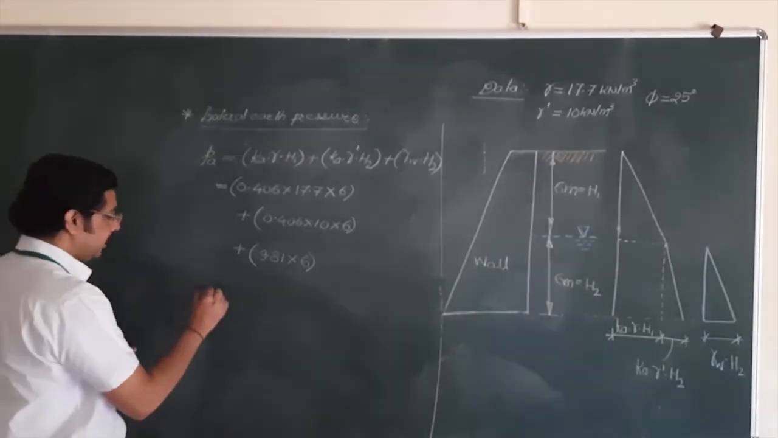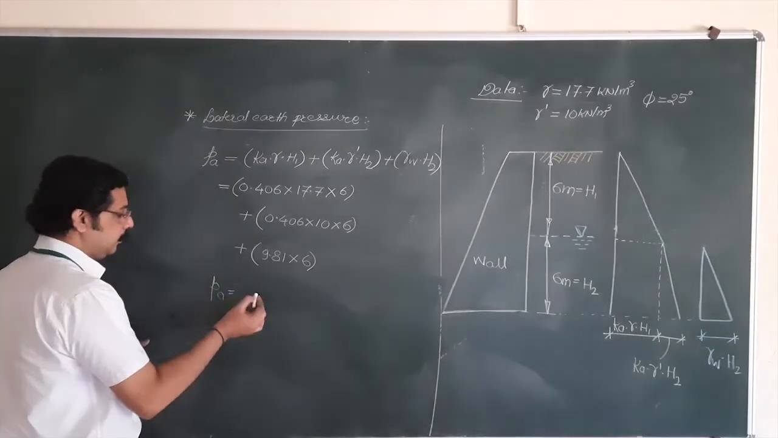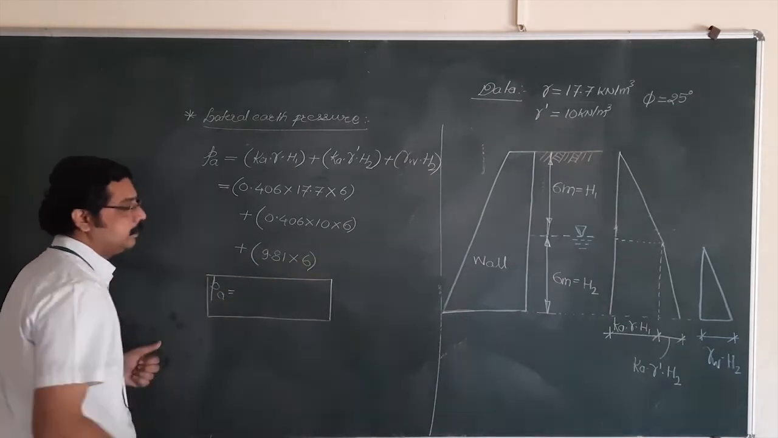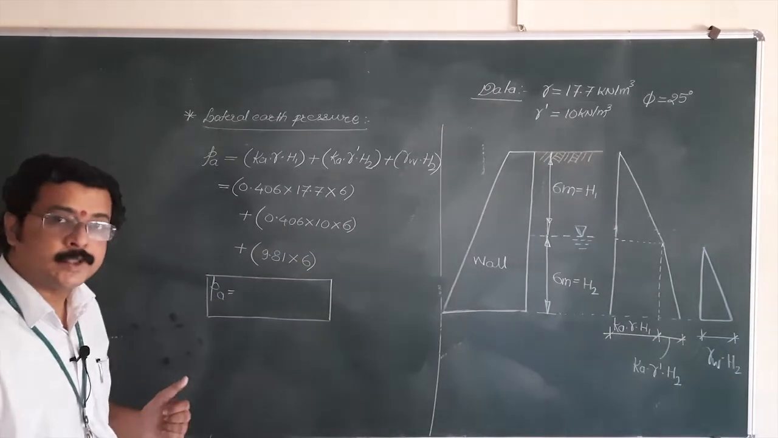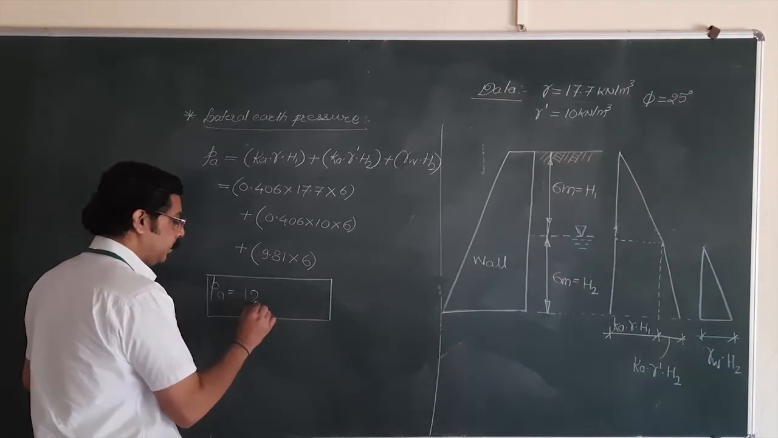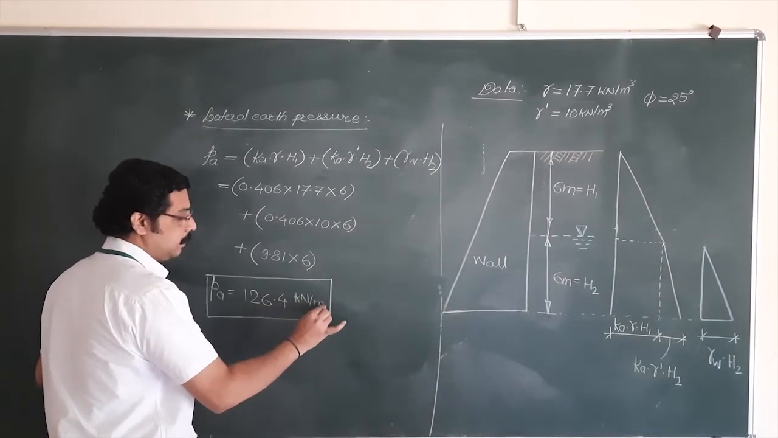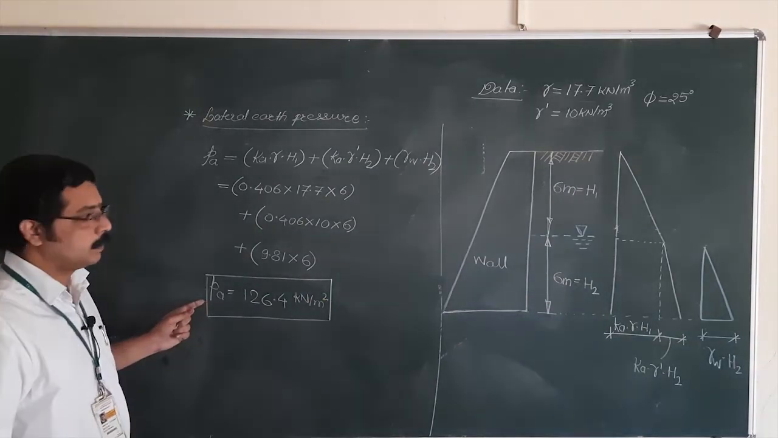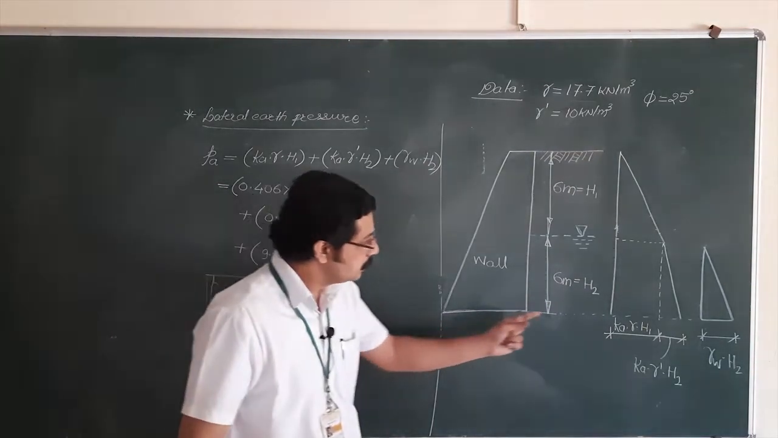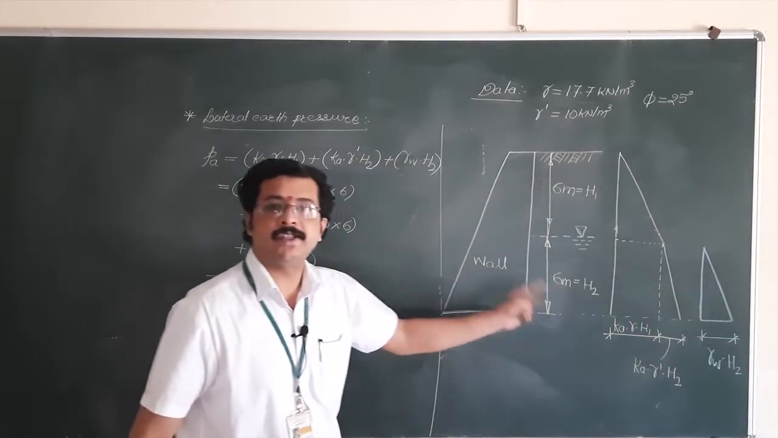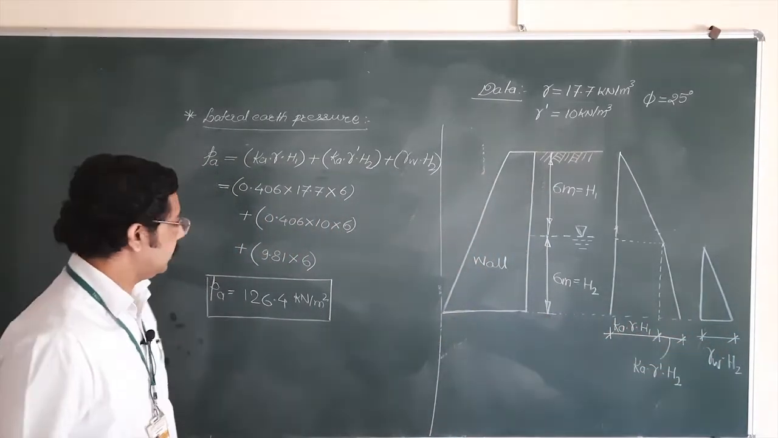Okay, solving this we will be getting the value of Pa. So please get the value of Pa and put it into this box. Thus it comes out to be 126.4 kilonewton per meter square. So what is this Pa? Pa is nothing but the addition of this pressure and this pressure. So it is the base of the pressure distribution diagram.